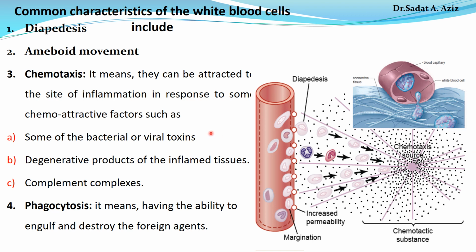Another type of chemoattractive factor is complement complexes. I'm quite sure when you took your lectures about immunology, you had information about the complement system. They are cascades of the immune system. They can enhance the process of fighting against microbes or other factors.